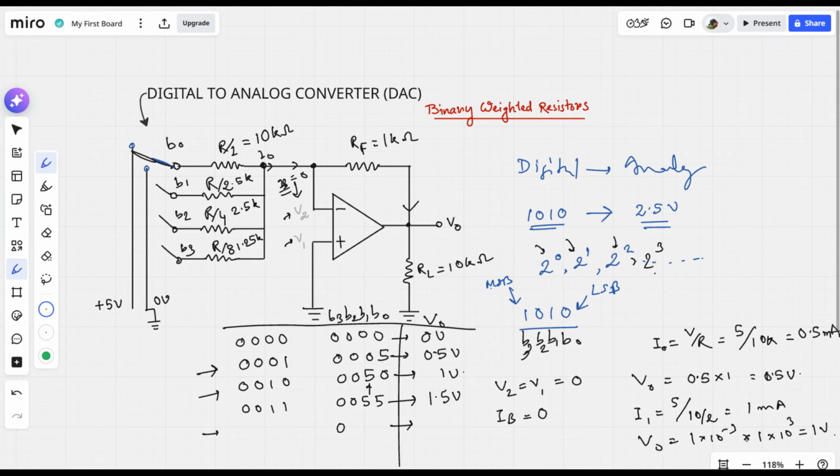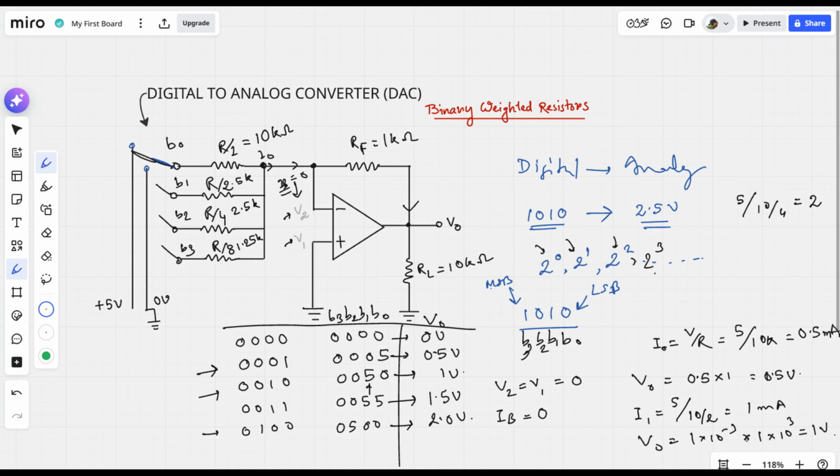For example, next will be 0100. For this, we'll have 5 divided by 10 divided by 4, so the value will become 2. And after multiplication, the value is 2 volt.